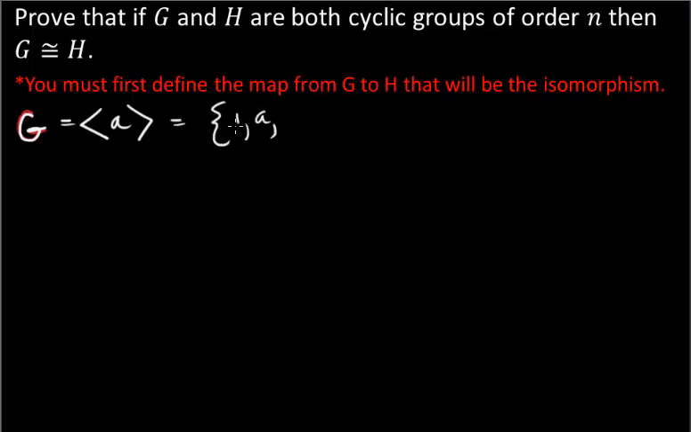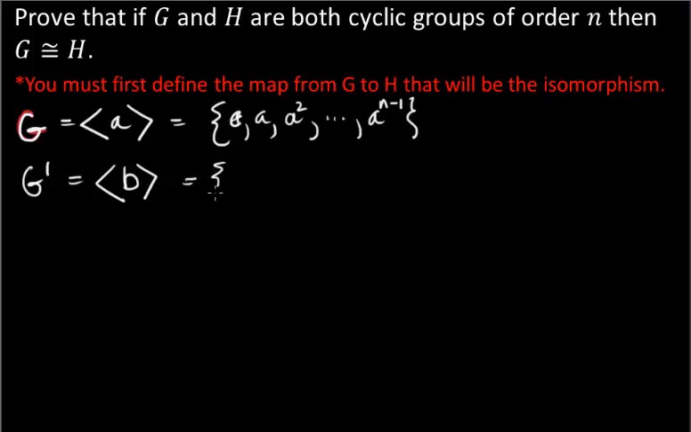E, A, A squared up to A to the n minus 1. And G prime is generated by some element, call it something other than A, and it is the powers of B. So we're going to get E after n times. B squared up to B to the n minus 1, and B to the n is E. Okay, so that's what it gave us. It gave us that they were cyclic groups of order n. So the first thing you do is give them some names and write it out so you get an idea.